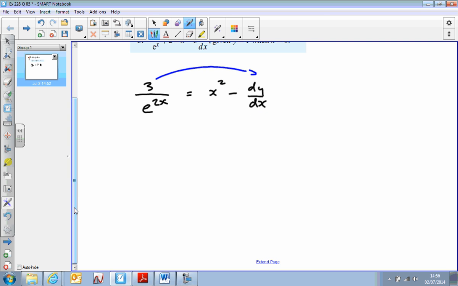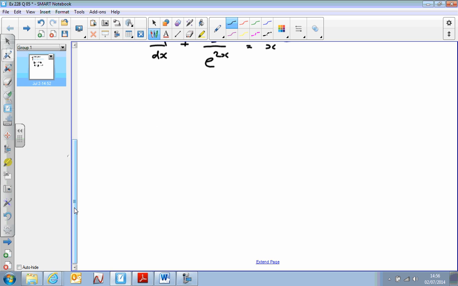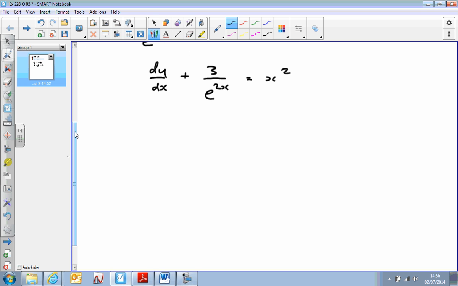So in this particular case, the first thing I'm going to do is add dy dx to both sides, plus 3 over e to the 2x equals x squared. And now I'm going to shift the 3 over e to the 2x over to the right hand side, minus 3 over e to the 2x.